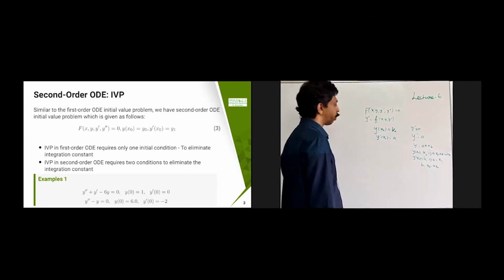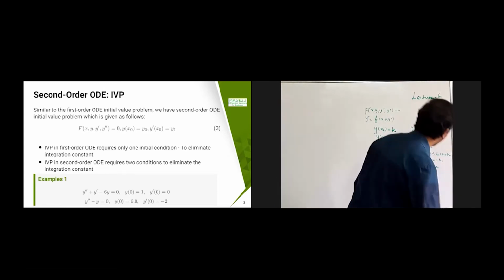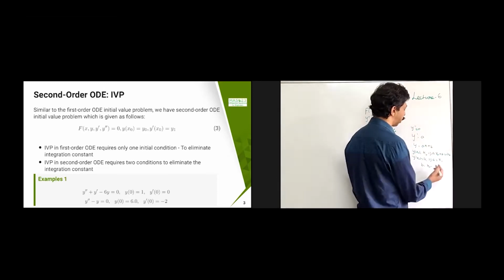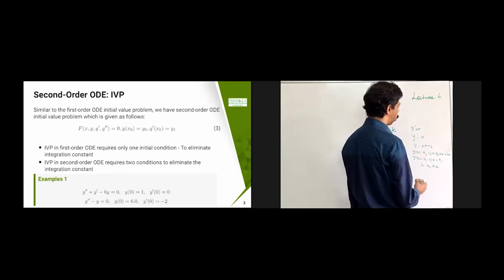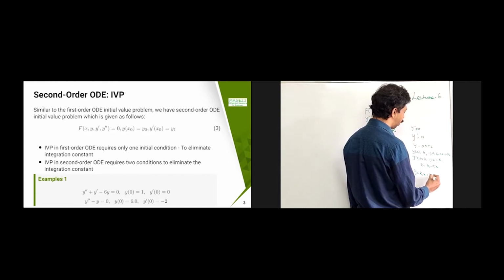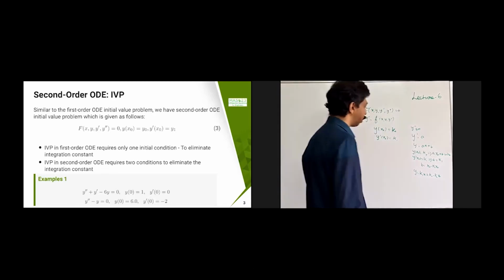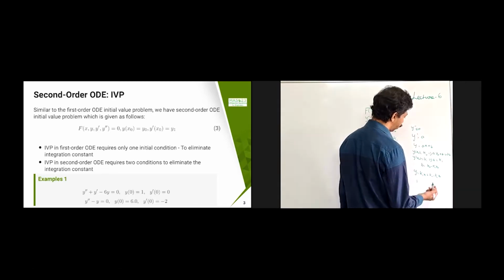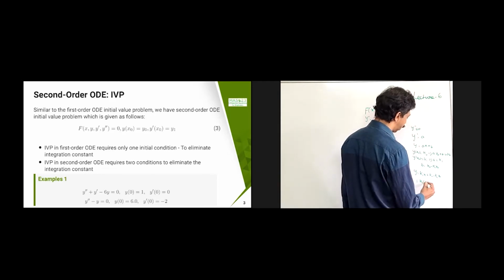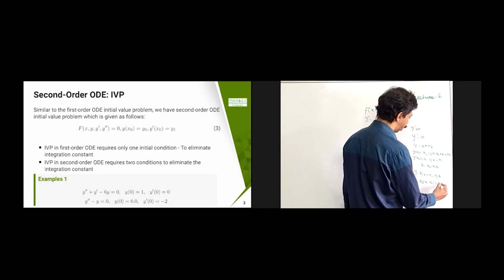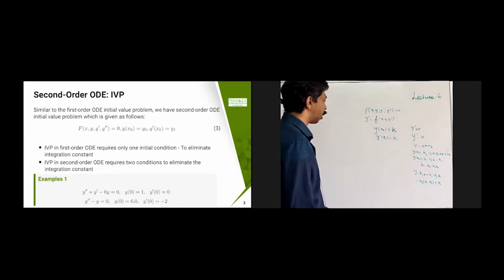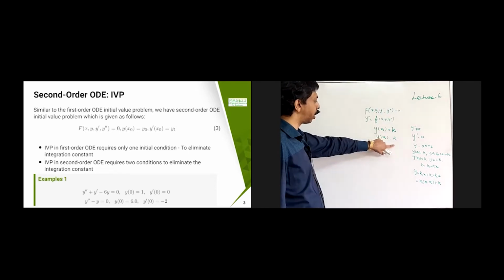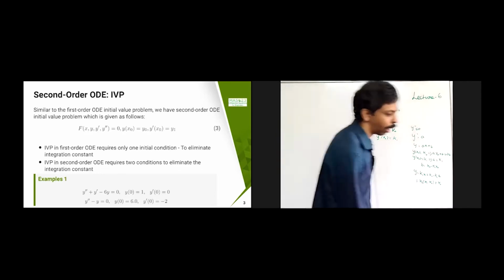Where k naught is already known, so you can put a as k1, so b is k naught minus k1 into x naught. So therefore, your solution is going to become y equal to k1 x plus k naught minus k1 into x naught. This is going to be your solution. Or I can simply write this as k1 into x minus x naught plus k naught. So this is the solution. The values are given, so you can eliminate the constants. So that's the idea here.